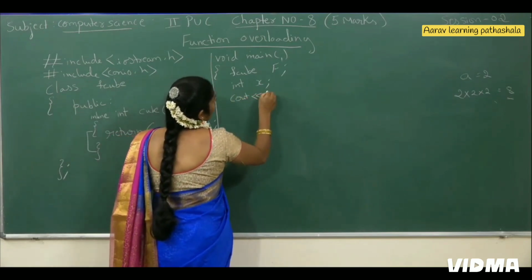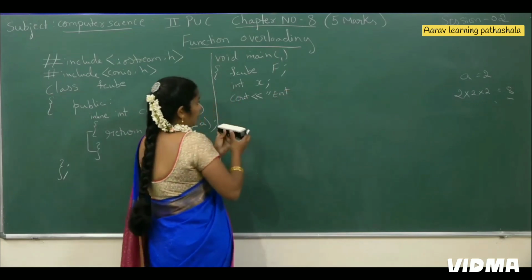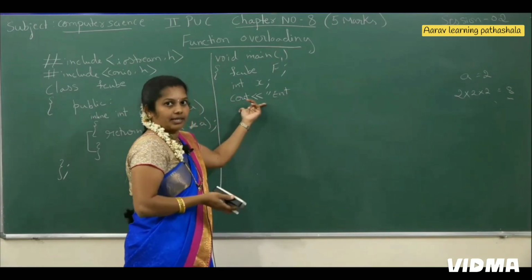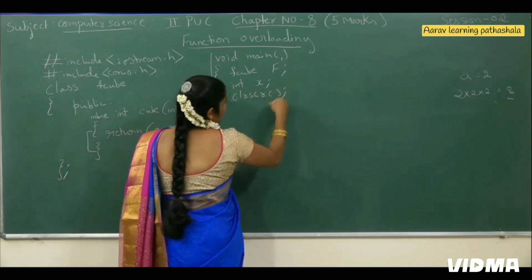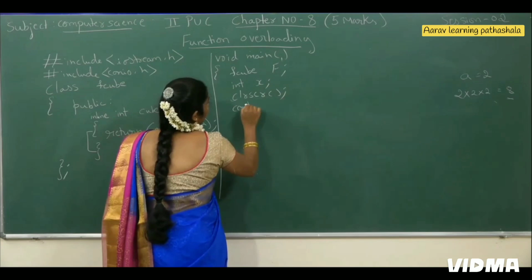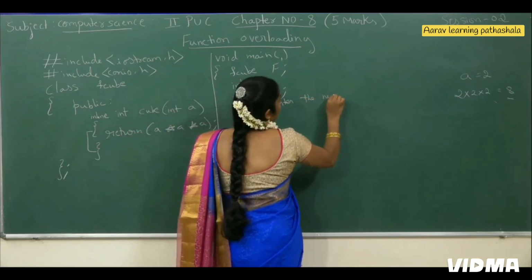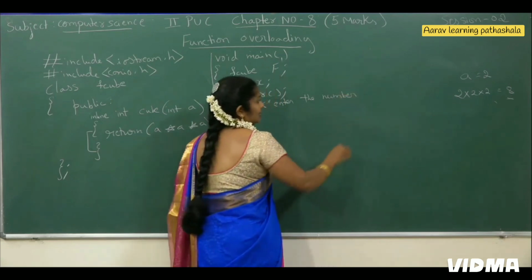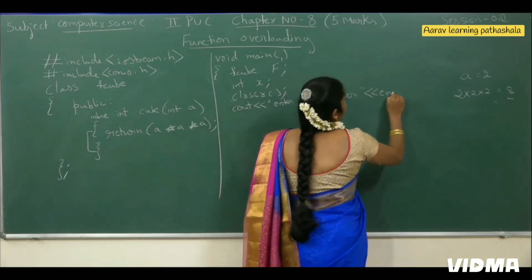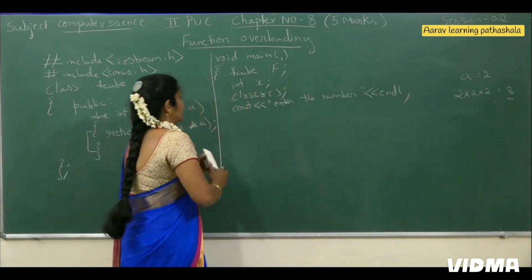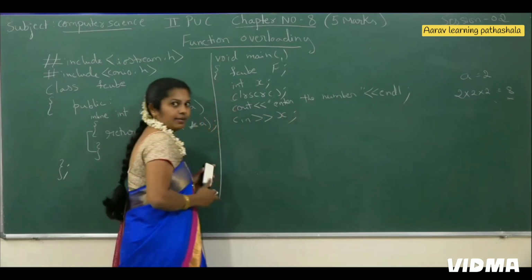Then what is the next thing? Cout, enter the value. Inside the double quotes I am going to write enter. Before this, if you want the screen to be cleared, write clear screen, clrscr. Then cout, enter the number. To move the cursor to the next line, you can write \n, or you can write endl. Next, cin extraction operator, x is the value which I am inputting here.